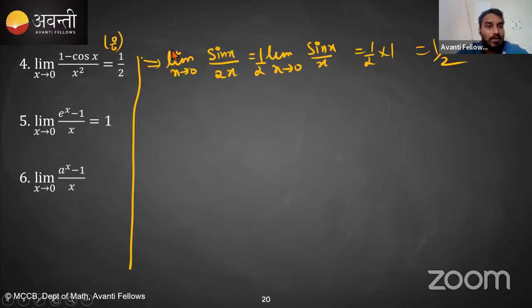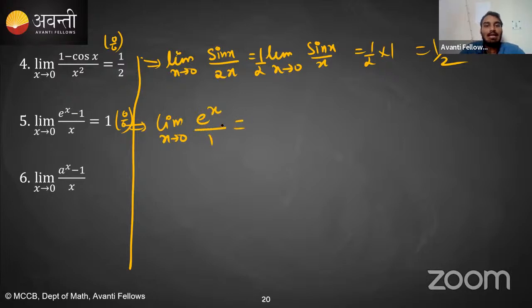Remember. Okay. And similarly, limit x tending to 0 e raised to the power x minus 1 upon x is nothing but 1. Again, you can use the L'Hopital rule. This is nothing but 0 by 0 form. Yes or no? If it is 0 by 0 form, so we can use the L'Hopital rule. So using the L'Hopital rule, we will get differentiation of e raised to the power x minus 1 is e raised to the power x. Differentiation of x is 1.